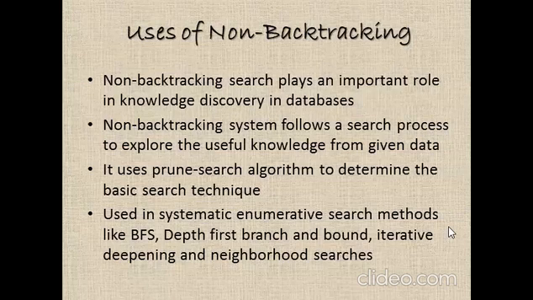Then they are used in systematic enumerative search methods like BFS, depth first branch and bound, iterative deepening, and neighborhood searches. Except for the neighborhood searches, the others we have seen. They are enumerative searches, meaning that they are ordered searches. In those cases we will be using non-backtracking methods. Neighborhood searches are searches which use mathematical functions for finding solutions.